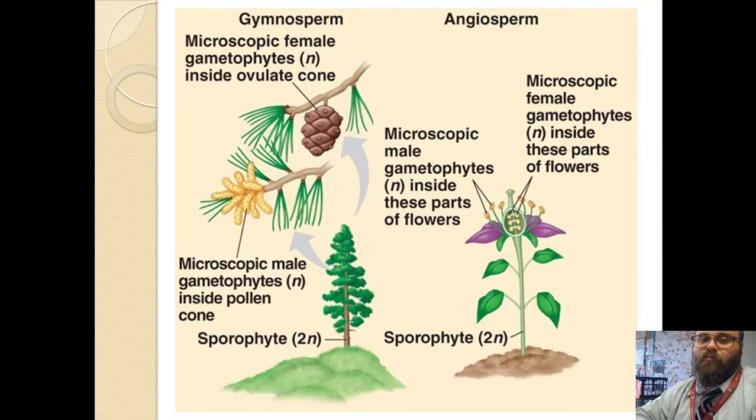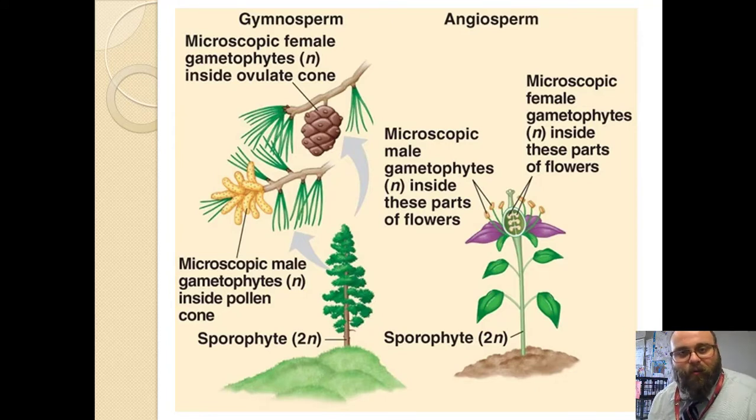With gymnosperms, once that cone is fertilized and it's ovulated and is producing seeds, the cone will fall to the ground and release those seeds onto the ground. Every once in a while an animal will come along, eat some seeds, and deposit them somewhere else, but it's nowhere near as efficient as having nice, ripe, juicy fruit that's ready there to be eaten by animals. So the purpose of fruit is to take seeds and make them travel far away.